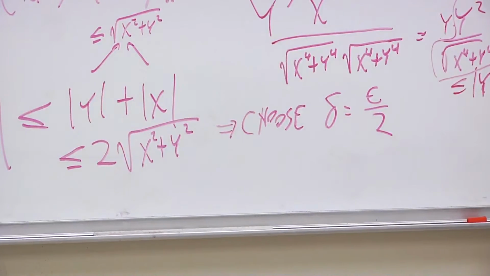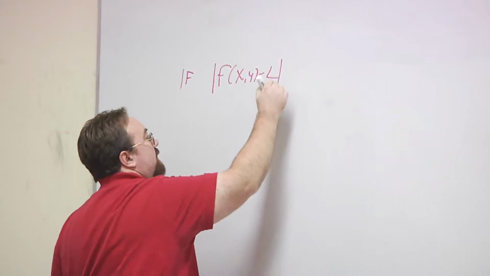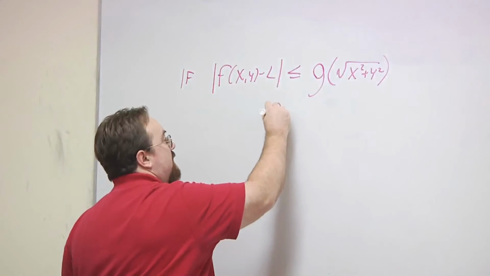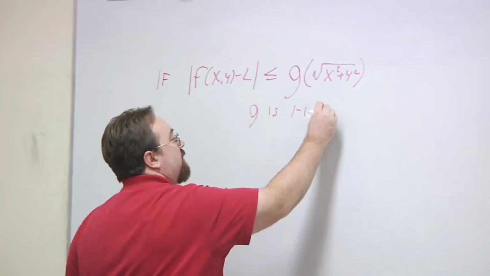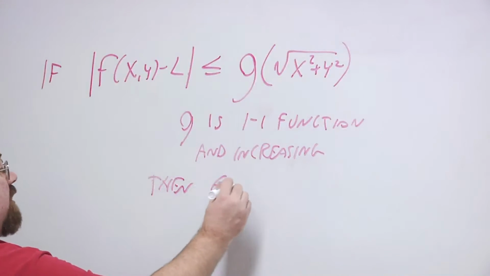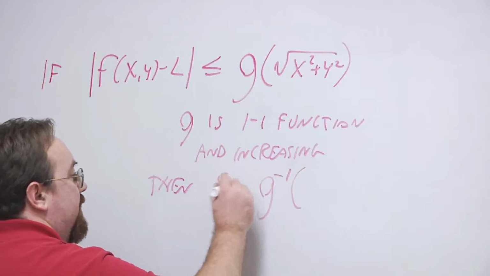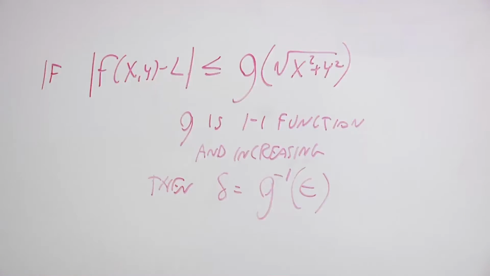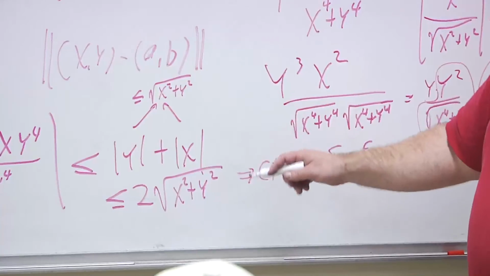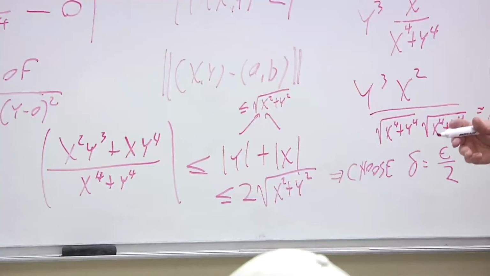So now, let me say the general principle first. If the difference between the function and what you think is the limit is bounded by some function g of the square root of x squared plus y squared, where g is a 1-to-1 function, certainly multiplying by 2 is, and it needs to be increasing, then you can choose delta to be equal to g inverse of epsilon, in this case dividing by 2. So for instance, if what you got here was x squared plus y squared, then g would be the squaring function, and you take delta to be the square root of epsilon.